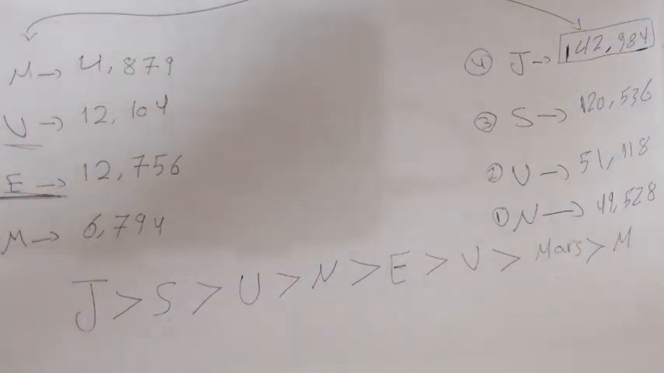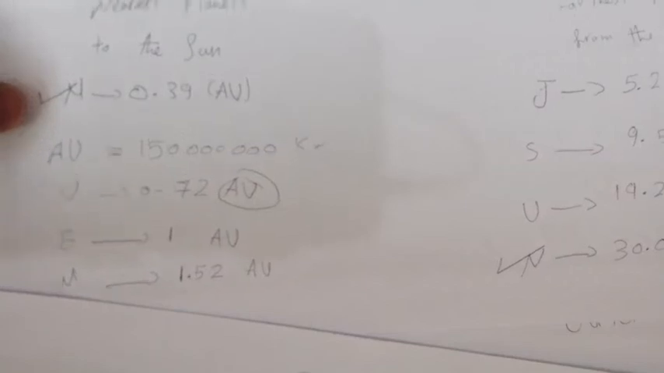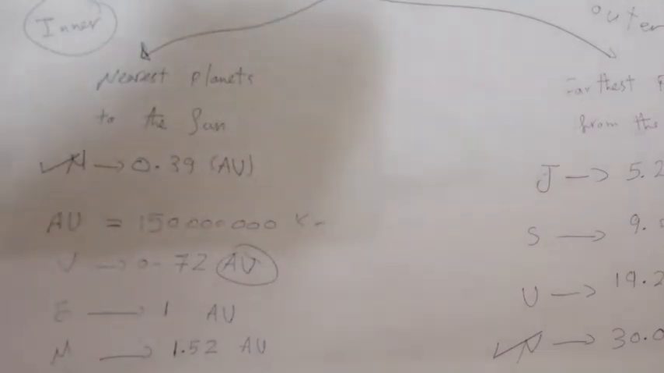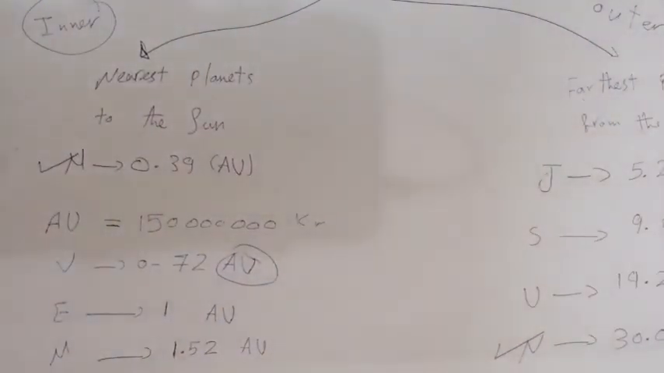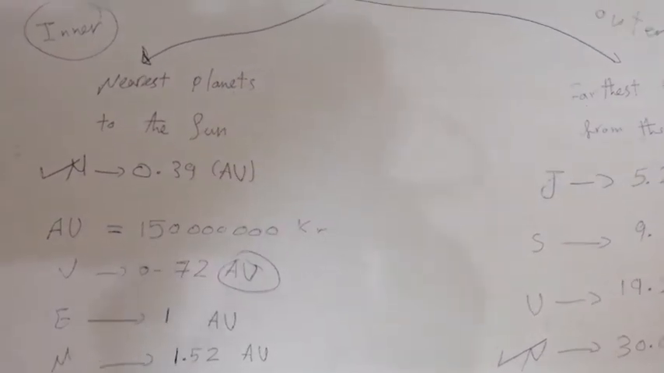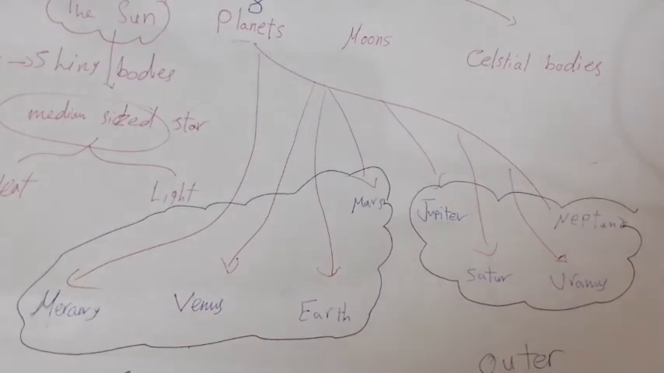Third, structure. Inner planets and outer planets. Inner planets, they are rocky bodies. They have a solid surface. Outer planets are gaseous bodies. They are formed of gaseous elements. Like what? Yes, like hydrogen and helium.